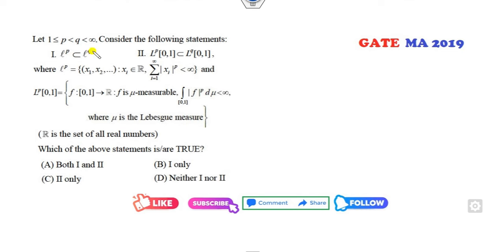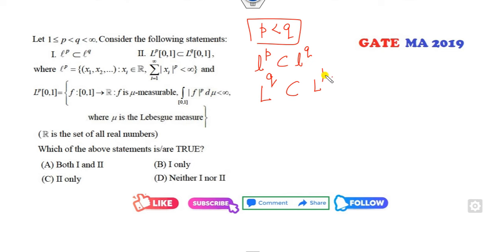Okay, look at this another one. As I told you, whenever P is less than Q, small LP is a subset of small LQ, and capital LQ is a subset of capital LP. So this is the correct statement, but this is the wrong statement. So only one is the correct answer.